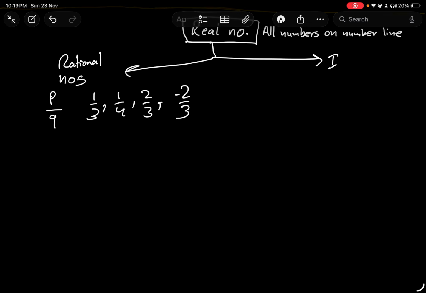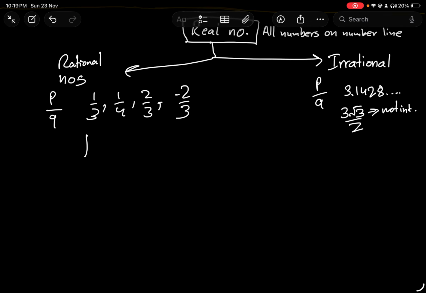While irrational numbers are the opposite. They cannot be represented in the form of P upon Q, where P and Q both are integers. For example, we have 3.1428 till infinity, or 3 root 3 upon 2. This is not a rational number, as 3 root 3 is not an integer.